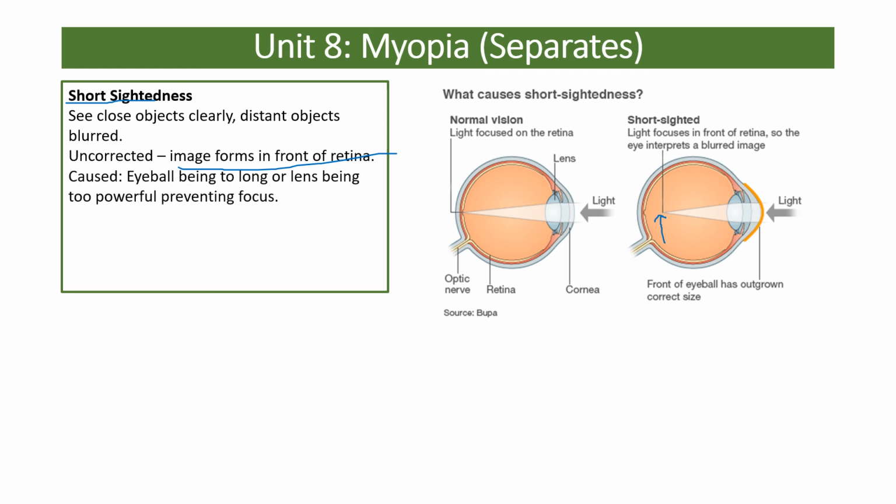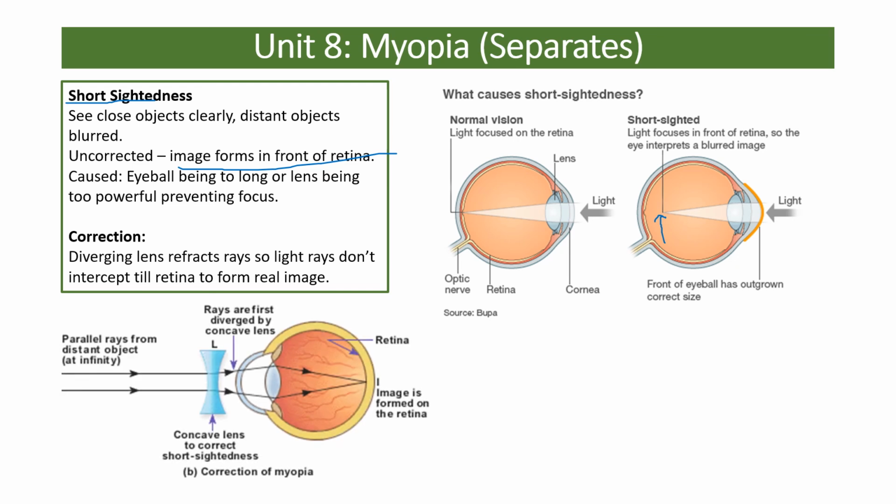And why would this happen? Well, think about it logically. It could be because the eye is too big, or your lens is too powerful, so the light's crossing too early. And the correction of this is a diverging lens. So what you'd have is something like this, which just pushes the light rays out a bit further so they don't cross till later on until they hit the retina.